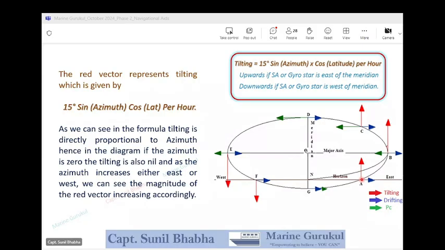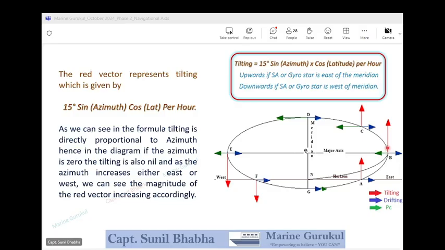If you go further away from the meridian, from point A to point B, the azimuth increases still further, and with the azimuth increasing, you can see the tilting vector also increases in magnitude. At point Bravo, the magnitude or the length of the tilting vector is much more. And if you look carefully, Bravo is the point where the spin axis is achieving its maximum easterly azimuth. You will also see that it is at this particular point that the tilting vector has the maximum magnitude.